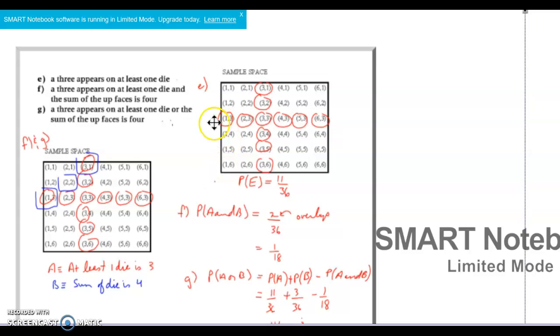I'm sorry, I messed this up. So let's look at E. 3 appears on at least one die. You count these. There's 11. Sorry, I'm looking at the wrong question. There are 11 here, so you add them up.